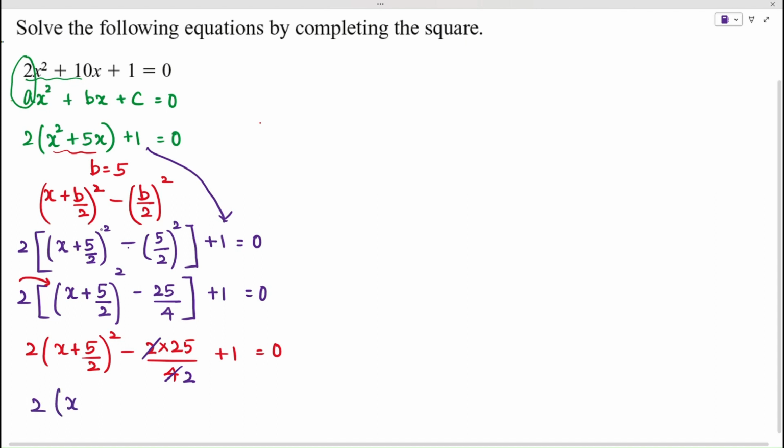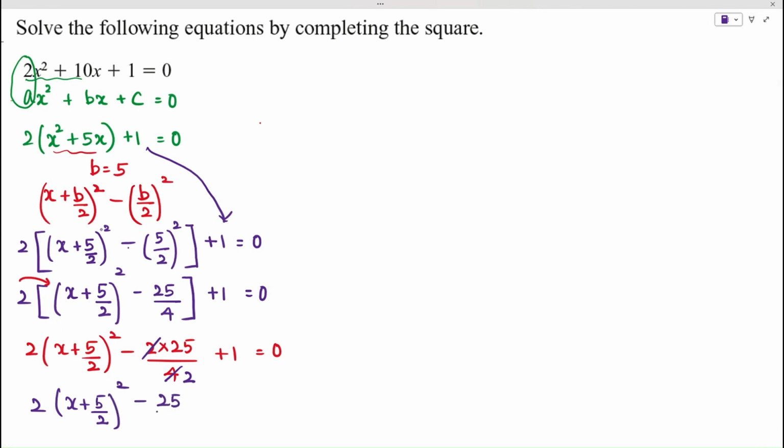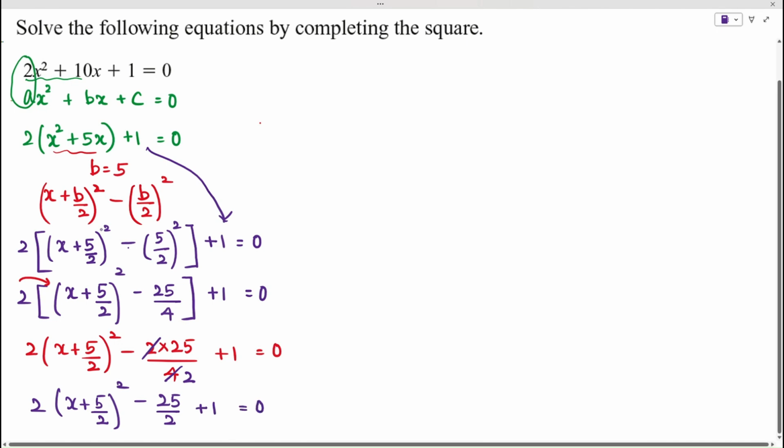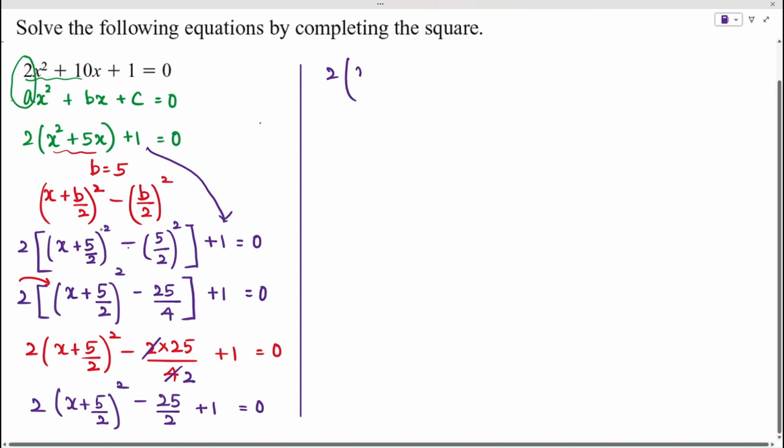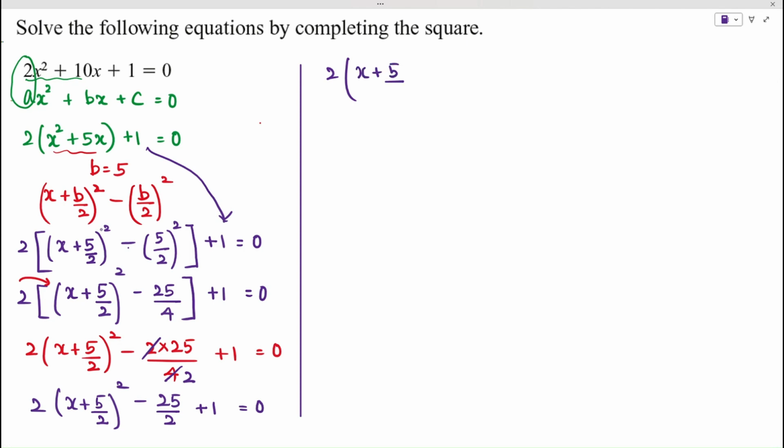So we have 2 times x plus 5 over 2 the whole squared minus 25 over 2 plus 1 is equal to 0. And now what we can do is we can write our 1 as a fraction, and then multiply our numerator and denominator both by 2.